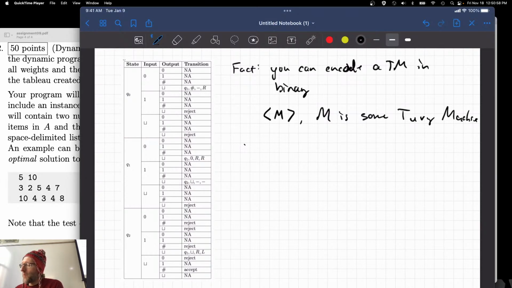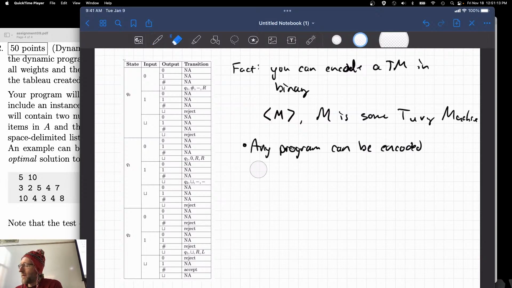What's another way of looking at this? Any program, in fact all programs, can be encoded in binary. Take a C program, compile it. What's the result? Machine code. What is machine code? A bunch of zeros and ones, right? So in other words, Turing machines are strings.